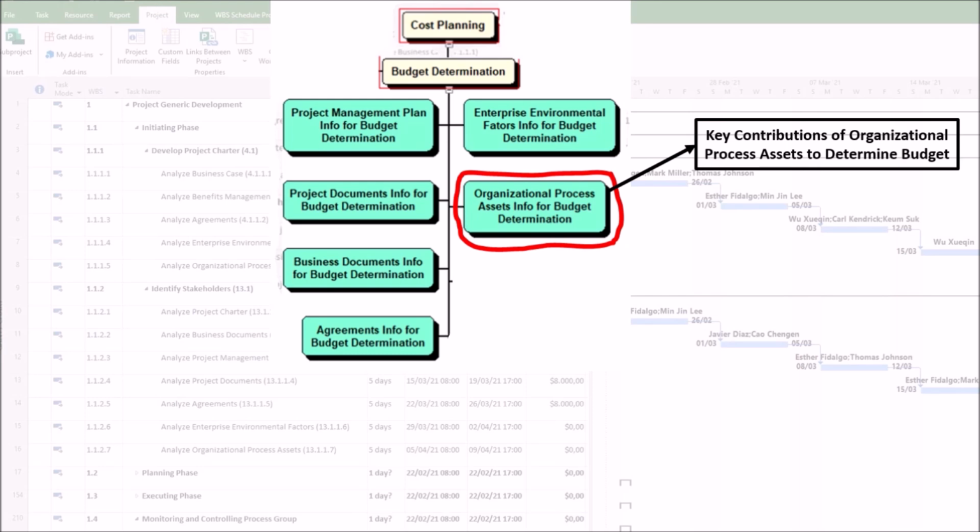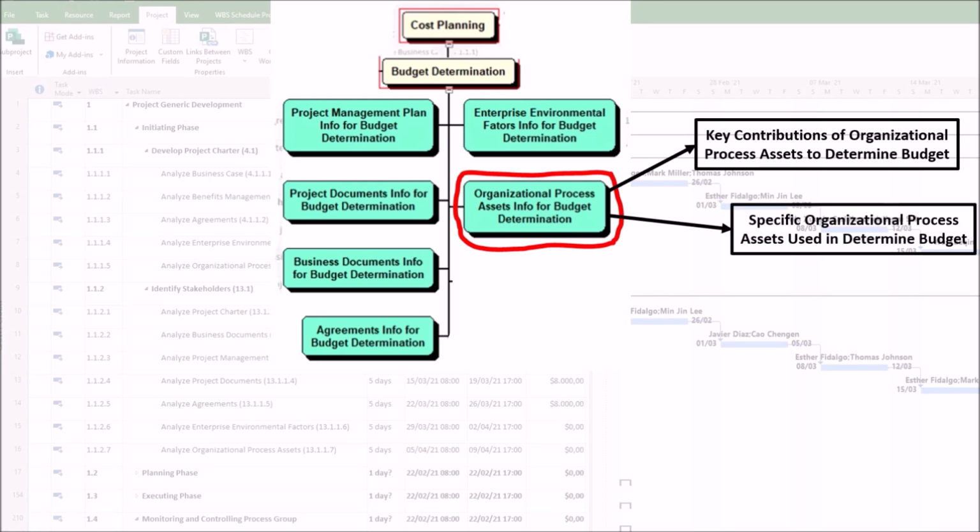Third, policies and procedures. Guidelines on budget approval workflows, contingency reserves, and financial reporting ensure compliance. Fourth, lessons learned. Insights from previous projects highlight common budgeting pitfalls, such as underestimating risks or currency fluctuations. For example, historical cost data from similar projects can validate current estimates, while organizational policies might dictate how management reserves are allocated.